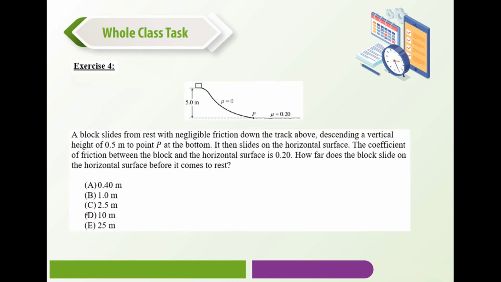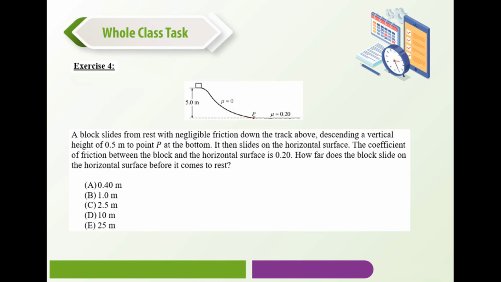Now, exercise 4. A block slides from rest with negligible friction down the track above, descending a vertical height of 0.5 meters to point B at the bottom. It then slides on the horizontal surface. The coefficient of friction between the block and the horizontal surface is 0.2. How far does the block slide on the horizontal surface before it comes to rest?